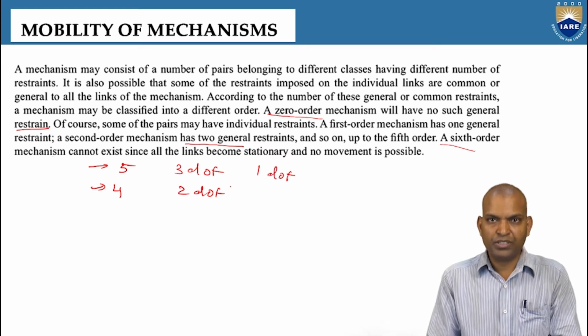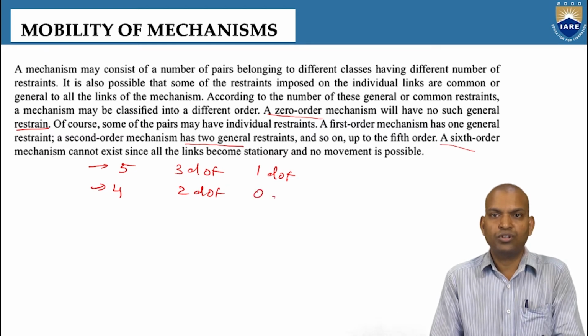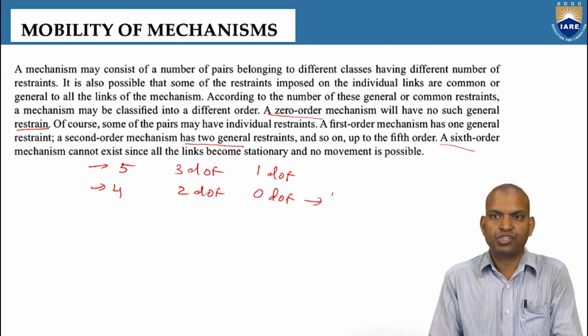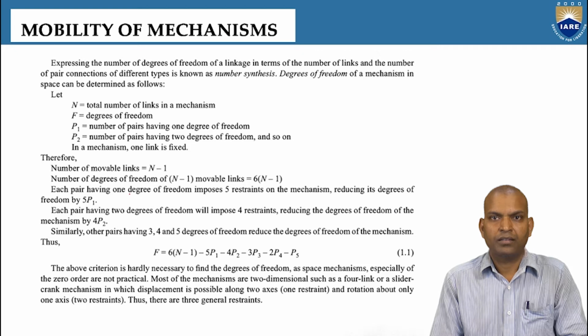Can there be a sixth order system? Then for a sixth order system, what is the degrees of freedom? It is 0 degrees of freedom. This sixth order system with 0 degrees of freedom is known as a structure. That means the degrees of freedom of a structure is 0: no relative motion is possible.